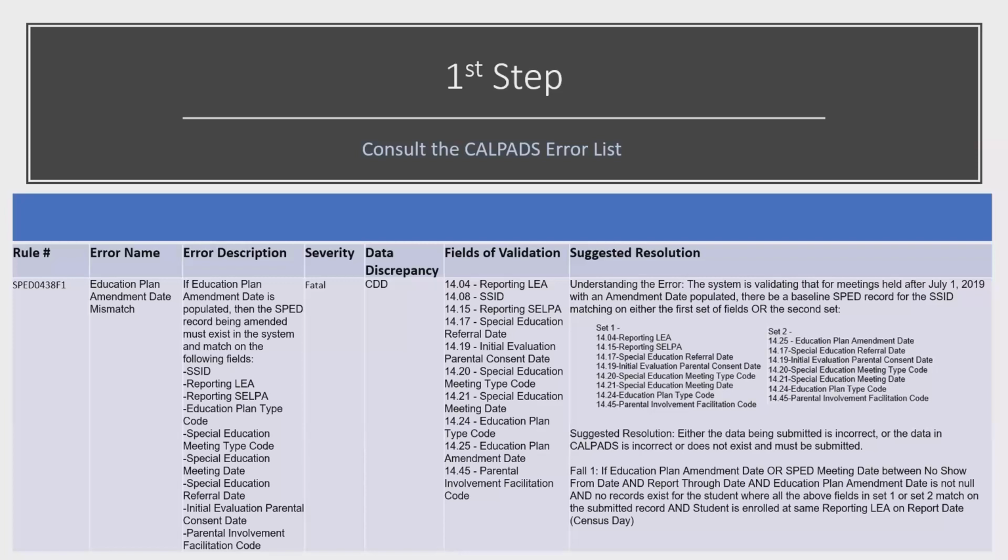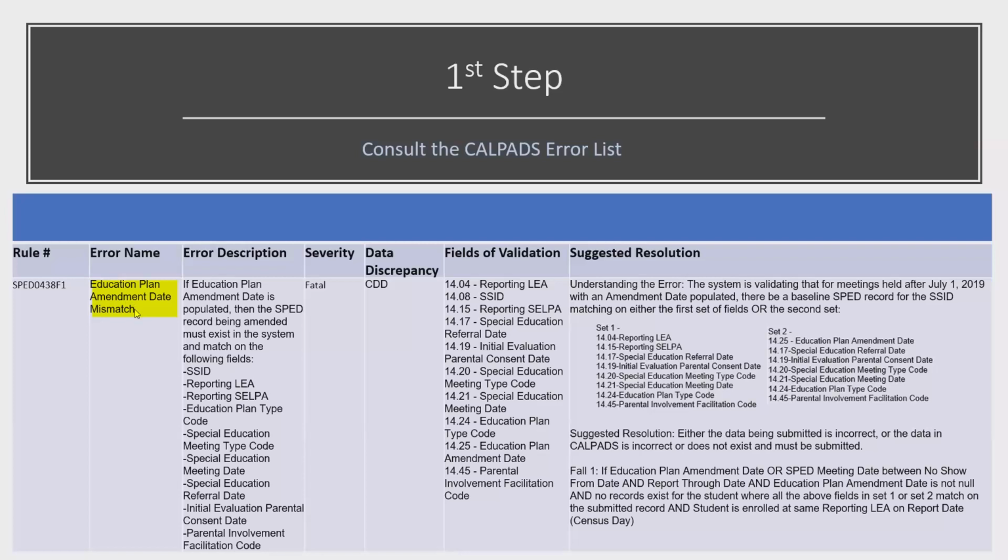The error list can be found in two places: either the CALPADS user manual, which has a different format, or this format, which you will find in the Excel spreadsheet from the system documentation page. From left to right, we have the rule number, SPED0438F1, which is used for locating the description of the error in the error list. And then you have the error name, Education Plan Amendment Date Mismatch.